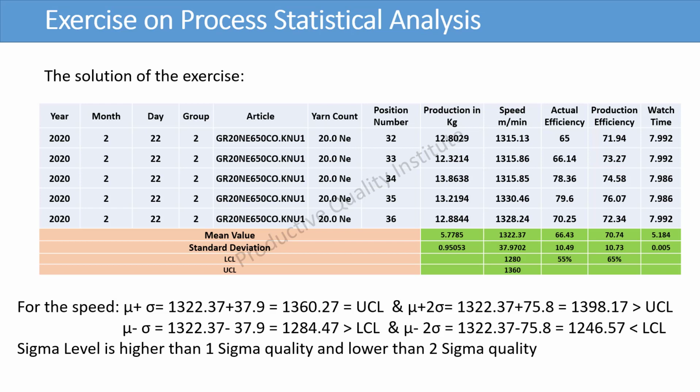Mu minus sigma is equal to 1284.47, which is greater than LCL. And mu minus 2 sigma is equal to 1246.57, which is less than LCL. Sigma level is higher than 1 sigma quality and lower than 2 sigma quality.